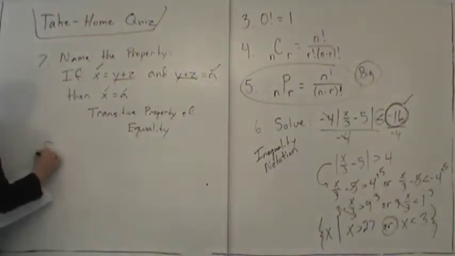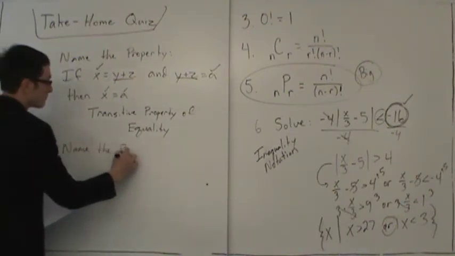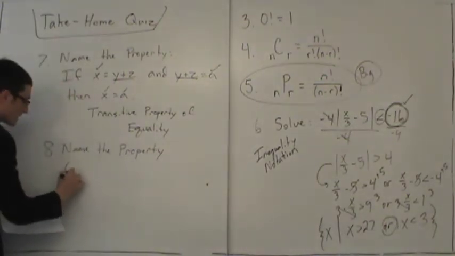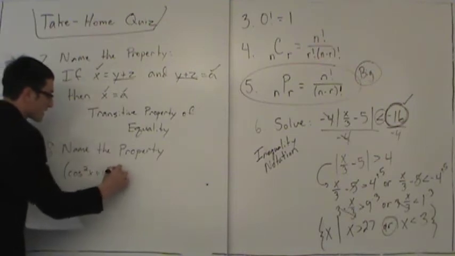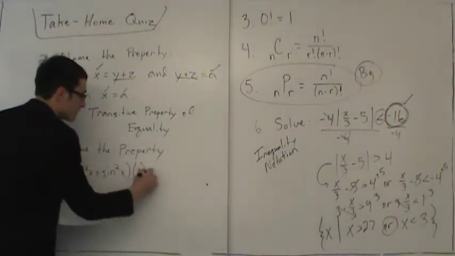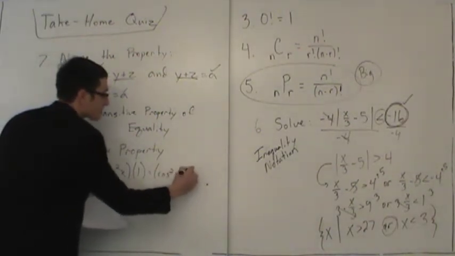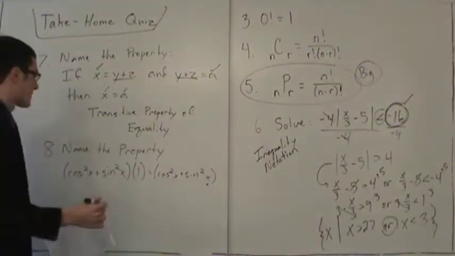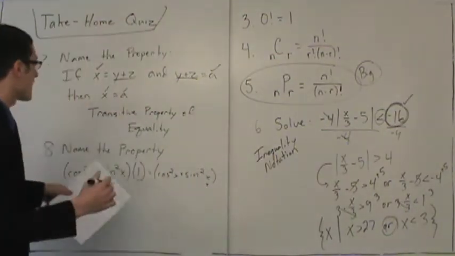Number 8, name the property. Says the quantity cosine squared x plus sine squared x times 1 is equal to cosine squared x plus sine squared x. Now, ones and zeros. Remember, ones and zeros give clue to either identity or inverse. Now, we ask what we started with.